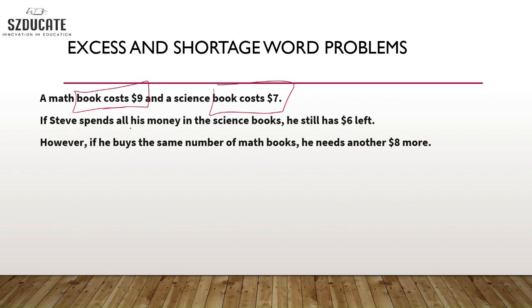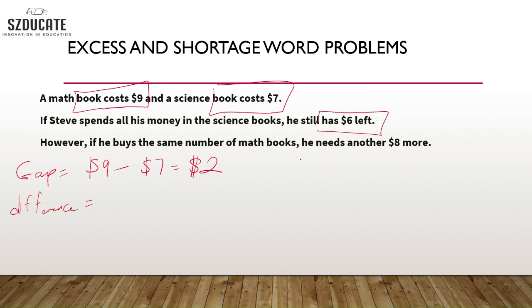The gap is $9 minus $7, which is $2. This is the gap. If he spent all his money on the science book, he will still have a remainder, and that is the difference. So what is the difference? What's the remainder? The first remainder will give you $6 left, and in the other case, he will need another $8 more. Now there's a very big difference between these two.